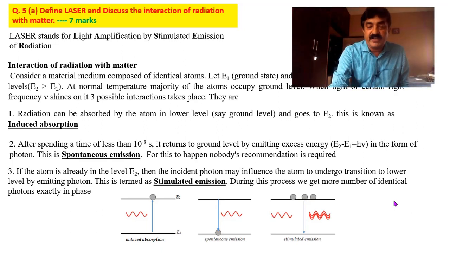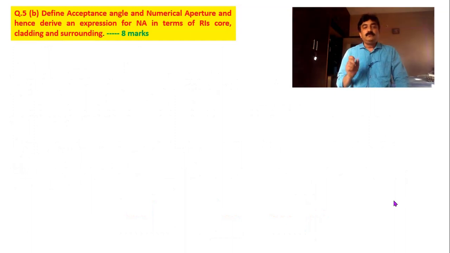So this is about interaction of radiation with matter. Now, next question is on optical fiber. Define angle of acceptance or acceptance angle and numerical aperture, and hence derive the expression for numerical aperture in terms of refractive index of core, clad and surrounding.